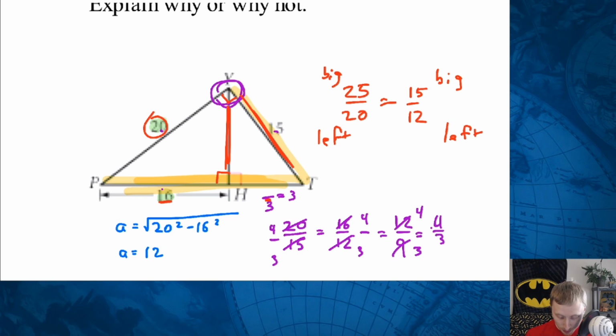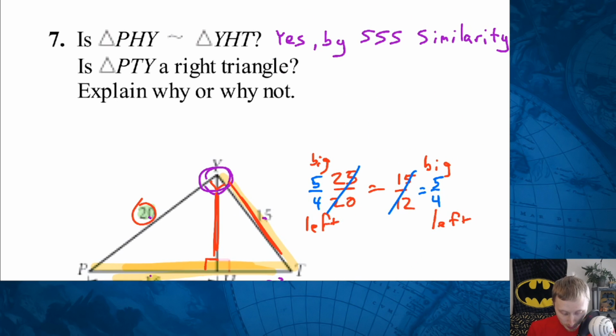Okay, reduce those fractions. 25 over 20. They're both divisible by 5. That reduces to 5 over 4. 15 over 12. Both divisible by 3. That's going to reduce to 5 over 4 again. Oh my gosh. There you have it. 5/4 equals 5/4. Yes, those triangles are similar. Right? So, is it a right triangle?